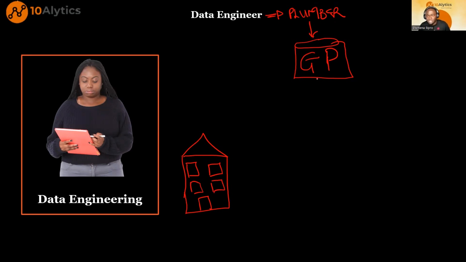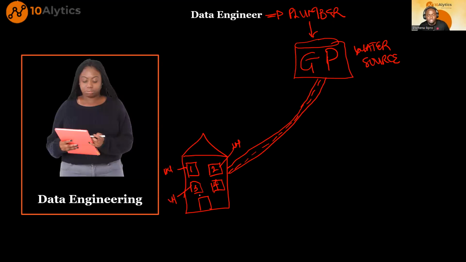Now this is the water source. You want the water from the GP tank to connect to the house, and you want water to flow into all the bedrooms. There should be water in this room, in this room, and any other parts of the house that need water, the kitchen, the garage. Every part of the house that needs water, you should be able to get water anywhere across the house.